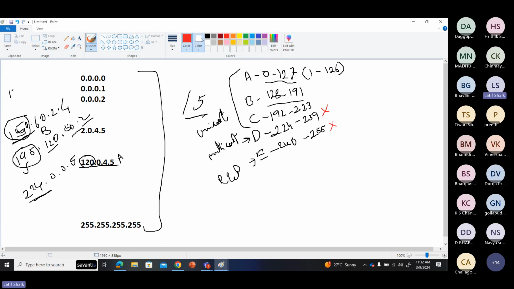For example, this 0.0.0.0 is also an address we don't assign to any mobile phone, laptop or desktop. Why don't we assign this particular IP address? It is used for different protocols. For example, DHCP uses it, and default routing uses it.